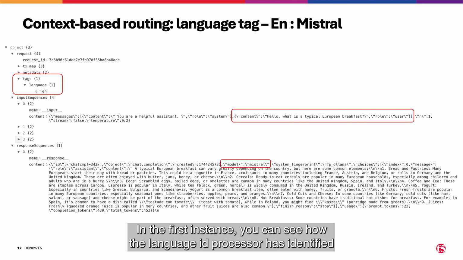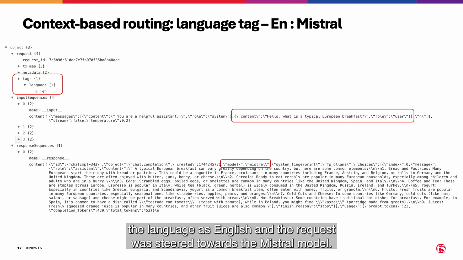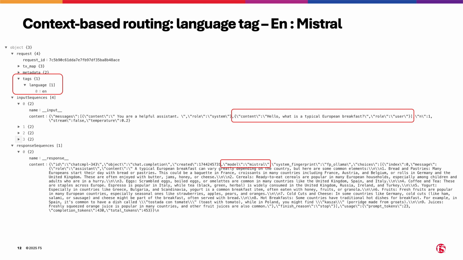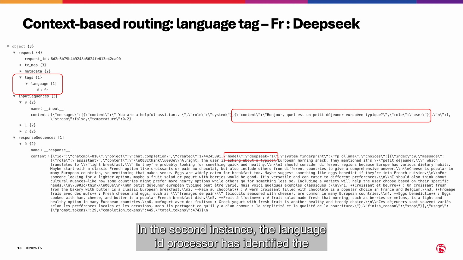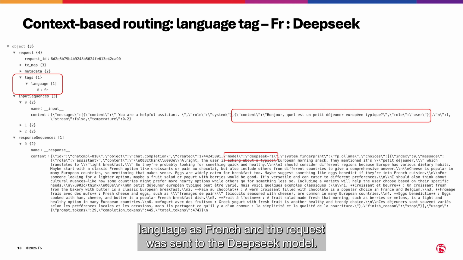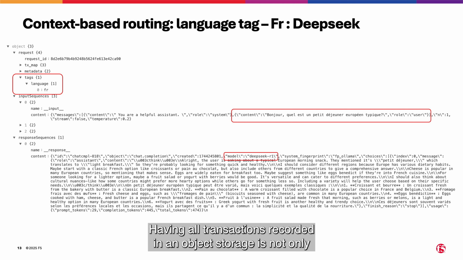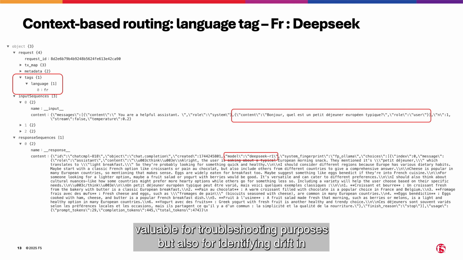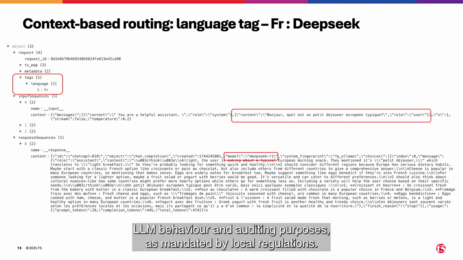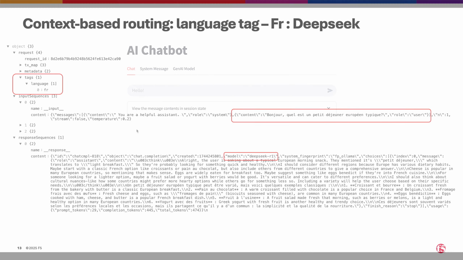In the first instance, you can see how the language ID processor has identified the language as English, and the request was steered towards the Mistral model. In the second instance, the language ID processor has identified the language as French, and the request was sent to the DeepSeek model. Having all transactions recorded in an object storage is not only valuable for troubleshooting purposes, but also for identifying drift in LLM behavior and auditing purposes, as mandated by local regulations.